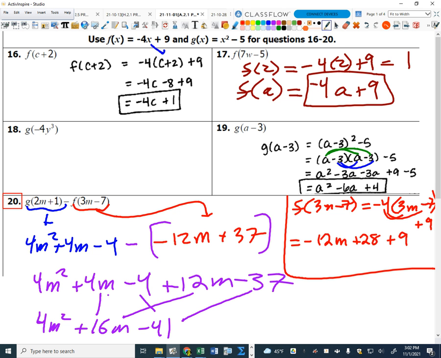Okay. This one was a little tougher. This one right here, we would have had to do this. g of 2m plus 1 would have been, there's g of x, right? So g of 2m plus 1, what does my function tell me to do with the input? First thing I'm going to do is square it. So I've got the quantity 2m plus 1 squared minus 5, right? So then I would have to square that out, I have to multiply it by itself in FOIL.